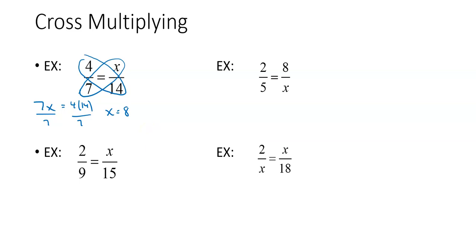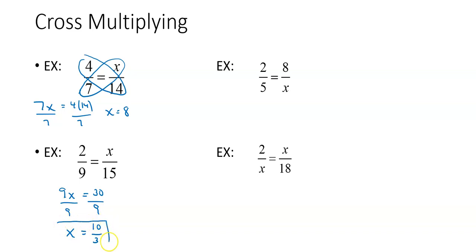2 over 9 equals x over 15. Well, now this is a little harder to do in our head. So we cross multiply. We say 9 times x equals 15 times 2 is 30. And we divide both sides by 9. Well, 30 over 9 will simplify a little bit, right? We could take a 3 at the top and bottom. 30 divided by 3 is 10. 9 divided by 3 is 3.